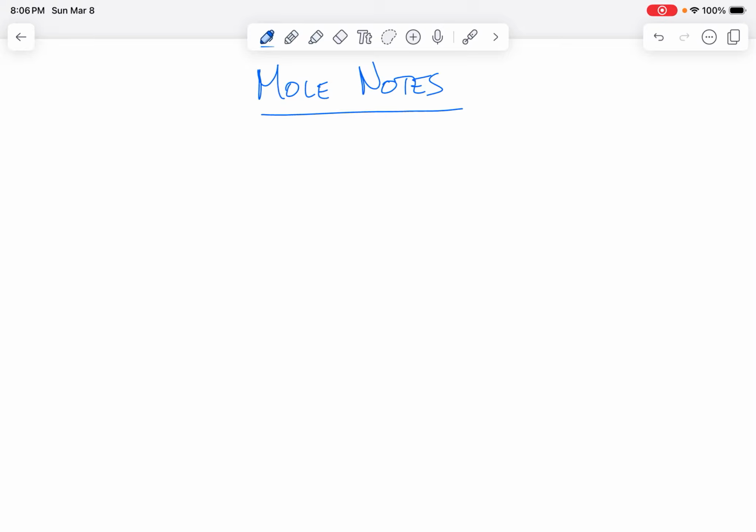What we're going to do is introduce you guys to the concept of a mole, which is a really important idea in chemistry. The word mole is a counting ratio, and a lot of people don't know what that means, what a counting ratio is. It's a word that represents a number, and we use these all the time.